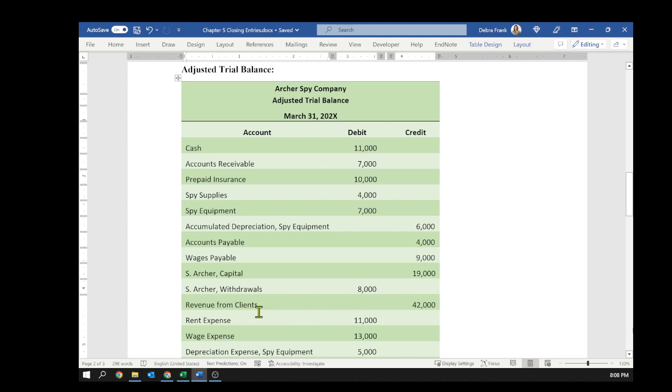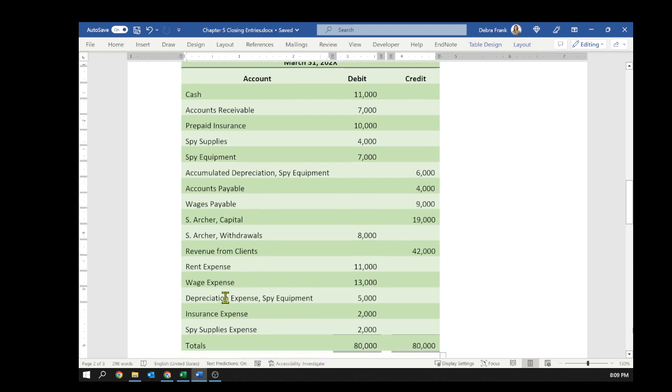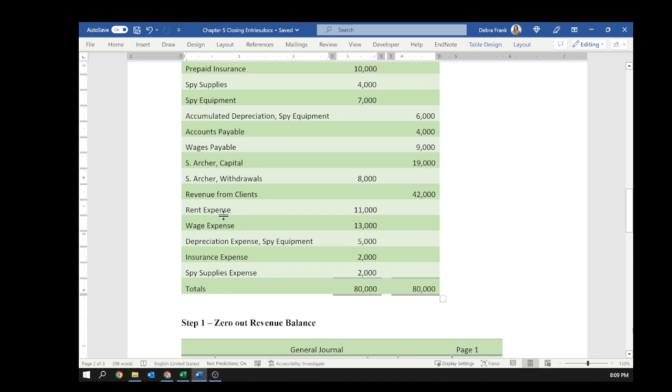We're going to close out revenue from clients, fees earned, or whatever they're going to call it, sales revenue. I just did revenue from clients for us. And then we'll close out expenses. So these 5 expenses need to be closed out. All these from withdrawals down are going to be closed out. Those are our temporary accounts. So we're going to go through that process.